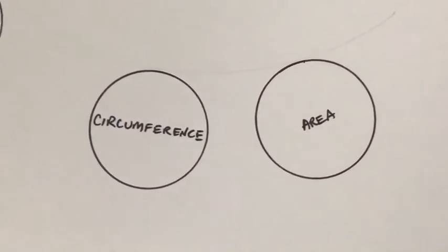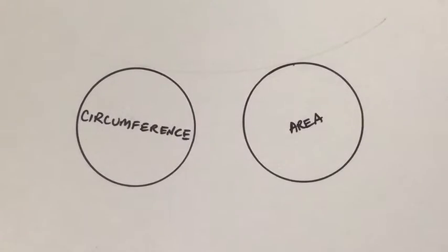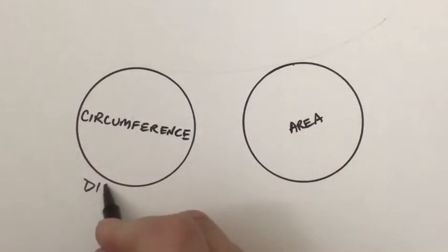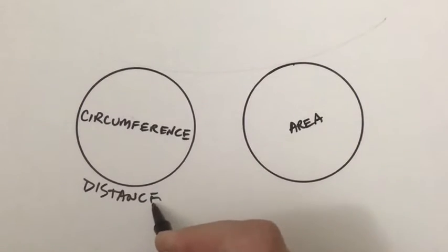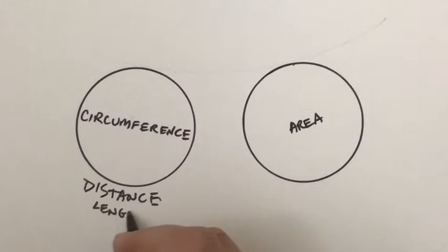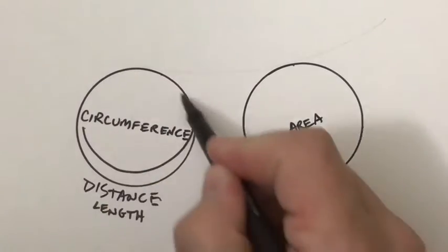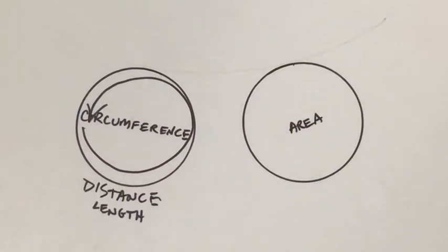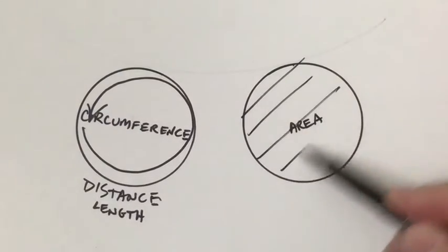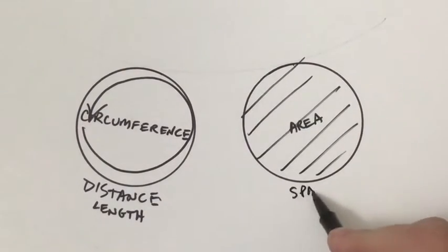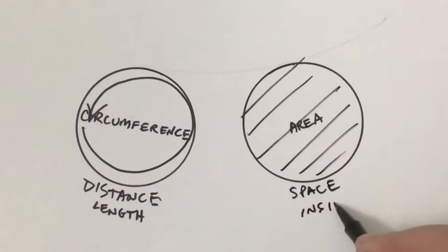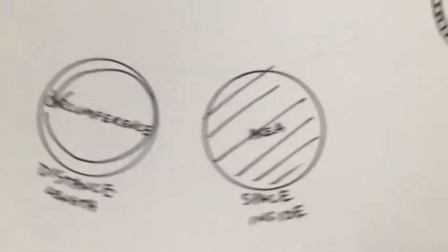Circumference and area are both about circles, but they're about different things. Circumference is the distance or length around the circle. Area is the space inside the circle. Those are really different things. One is a length, one is a space, which we call area, that covers that space, okay? So we need to be able to know the difference of these, especially when we're dealing with real life situations.